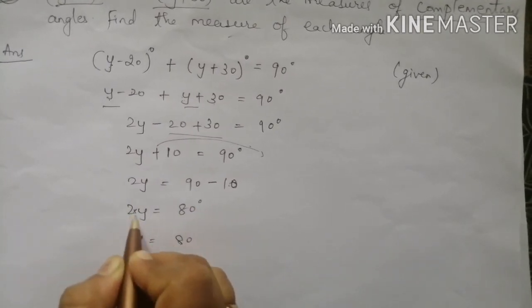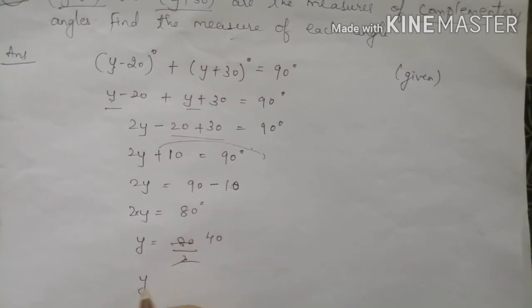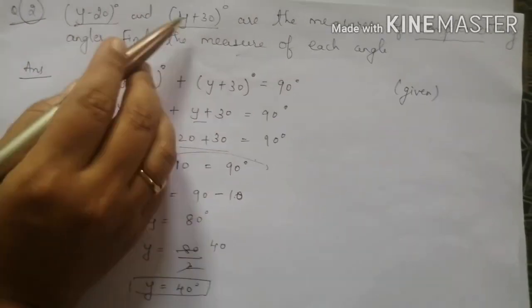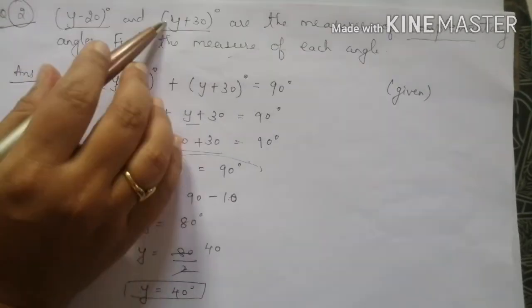This multiply 2 will come this side and become divide 2. So 2 fours are 8 and 0. So y is 40 degree. Why did we get 40 degree? But these are the two angles. So here we have to substitute the value of y and get those angles.